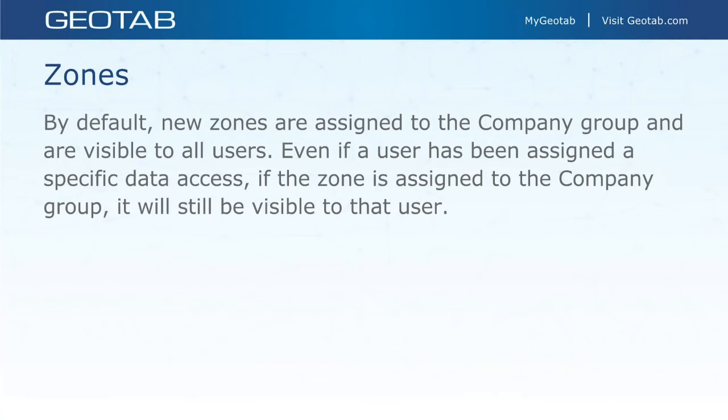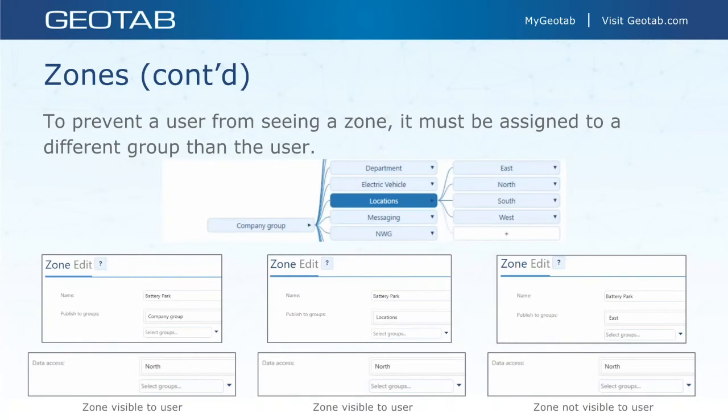Groups can also be applied to zones. By default, new zones are assigned to the company group and are visible to all users. That just means being able to click on the map and see a zone. Even if a user has been assigned to a specific data access, if the zone is assigned to the company group, it will still be visible to that user. Really, the only reason that you would want to assign a group to a zone is if you want to prevent users from seeing the zone on the map.